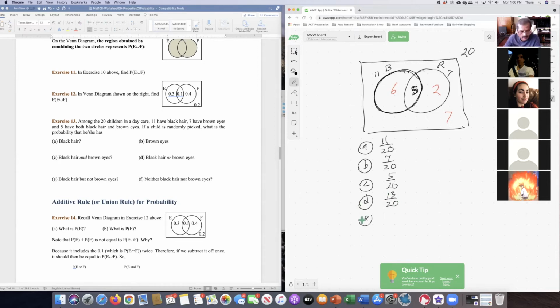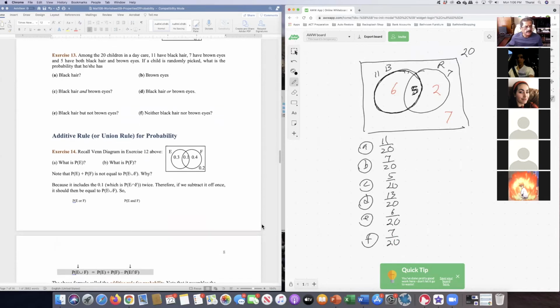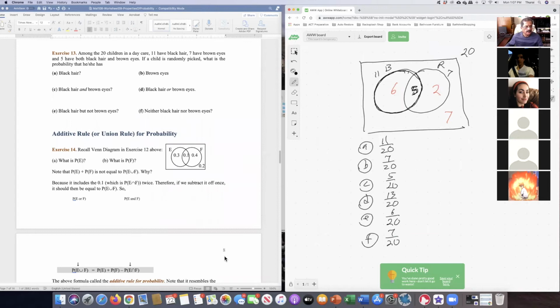And part E is, anybody? 6 over 20. Right, that's what 6 over 20 would be. Part F is? 7 over 20. The children that are outside the 2 circles will have neither. That's 7. So 7 over 20 is right. All right, so moving on to exercise 14.